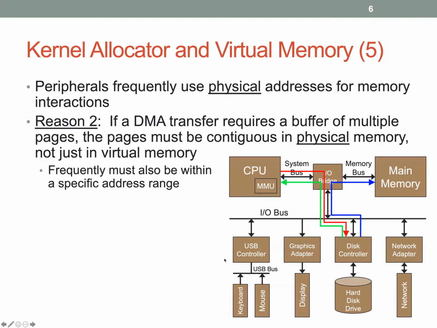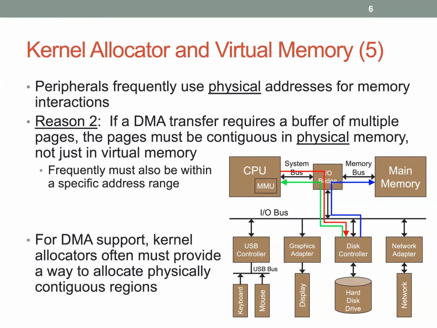Okay. Also, you'll notice I say it frequently has to be within a specific range. So the peripheral may only know how to write to a certain subset of the address space because it's a peripheral. It's been hardwired and so forth to be able to do certain things on the bus. It's not as flexible or powerful as the CPU running software. Okay, so for DMA support, kernel allocators often have to have a way of allocating physically contiguous pages.